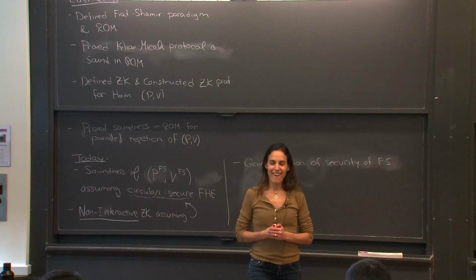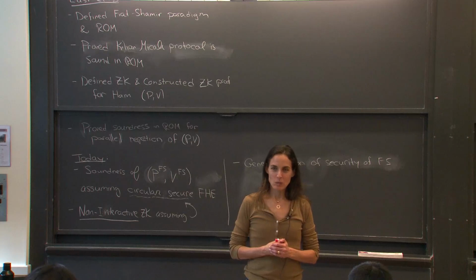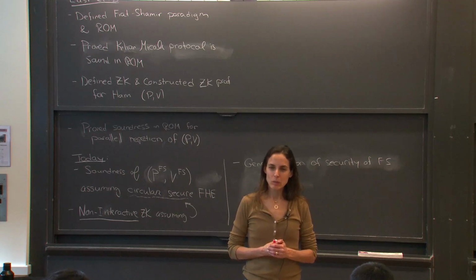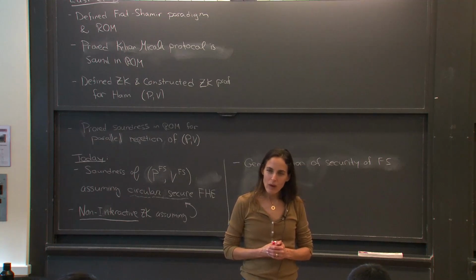Yeah? Could we fix the common reference string, I mean the public key, by, for example, changing the way of opening? For example, we also require the prover to provide the randomness for Gen.